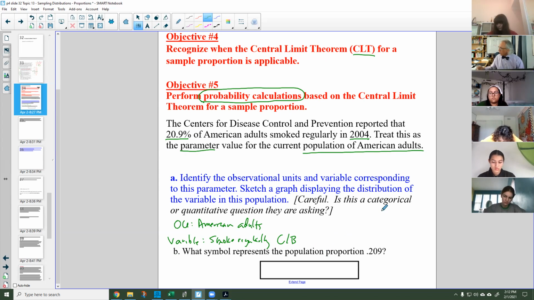So what symbol represents the population proportion of 0.209? Isabella again. Would it be pi? It would be pi. Pi is the population proportion of 0.209, which is the same thing as 20.9%. But when we're talking proportions, we're going to use decimals between 0 and 1. Okay, so we got that. That's good.